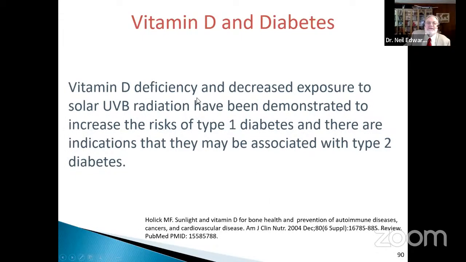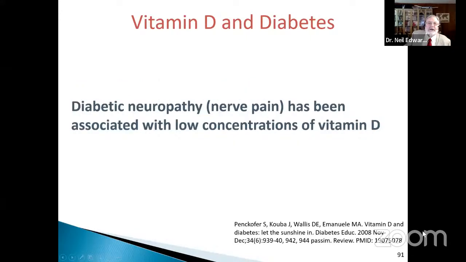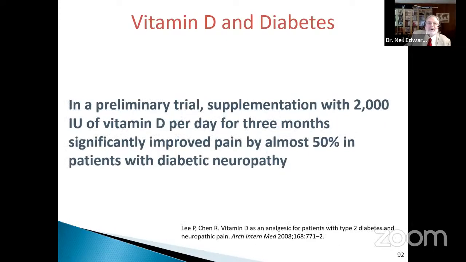We know that vitamin D deficiency and decreased exposure to solar radiation that can create vitamin D in our skin increases the risk of type 1 diabetes and are associated with type 2 diabetes. Diabetic neuropathy is associated as well with low concentrations of vitamin D. In one study, giving 2,000 units for 3 months, it significantly improved pain by almost 50% in neuropathy.